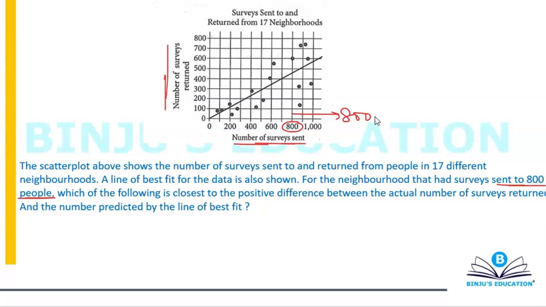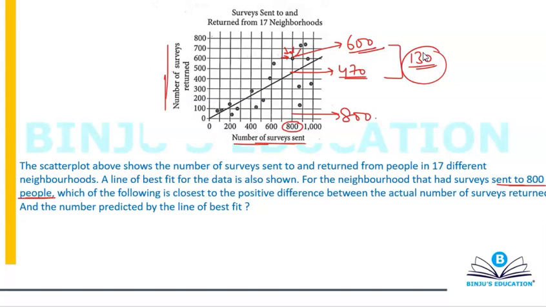So the actual is this. This is the dot that the question is referring to, which is 600. The number of surveys returned is basically 600. And according to the line of best fit, this number is somewhere here, roughly around 460 or 470, not exactly 450. So the difference will be somewhere around 130, 140. Whichever option is closer to 130, 140 should be your answer.